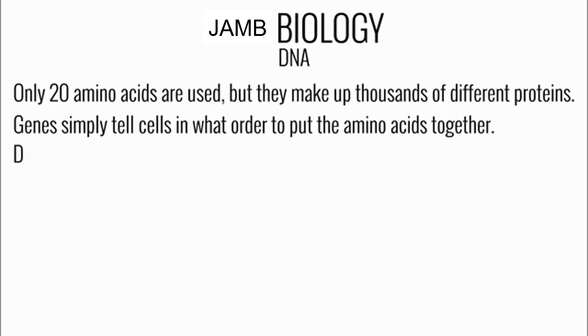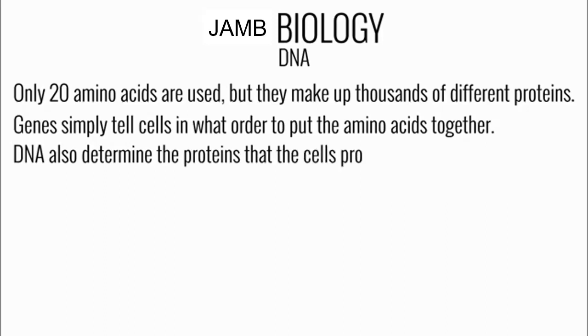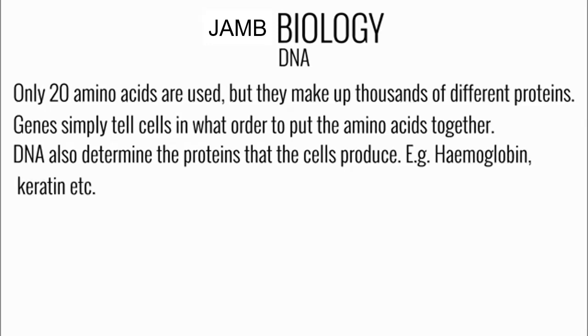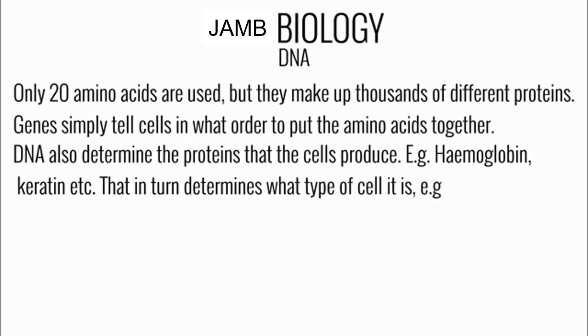DNA also determines the proteins that the cells produce. For example, hemoglobin, keratin, and so on. So that in turn determines what type of cell it is. For example, the red blood cells, the skin cells, and so on.